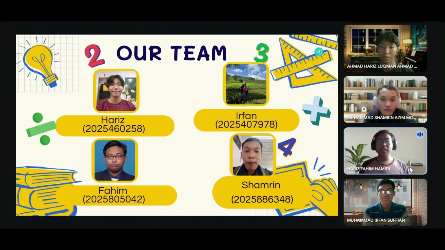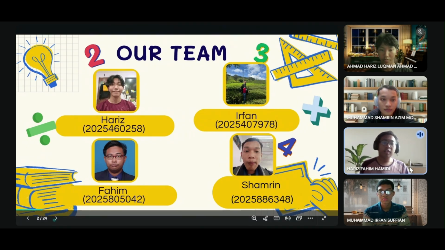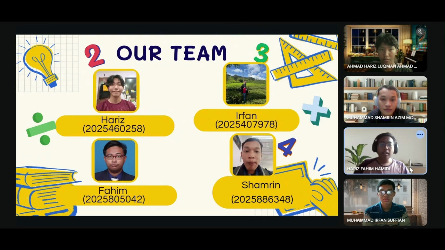Before we go to the questions, I will be introducing the members of our team. On the top left is Haris, and the top right is Irfan. And the bottom left is me, Fahim, and the bottom right is Shamrit.